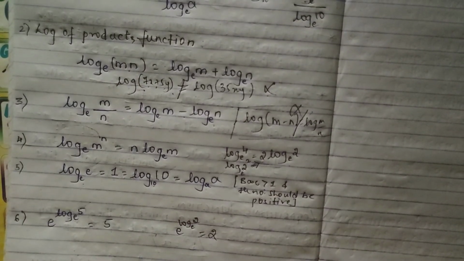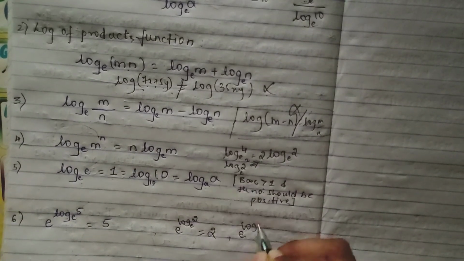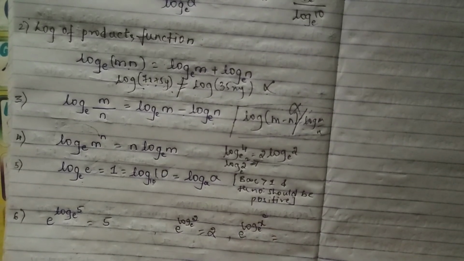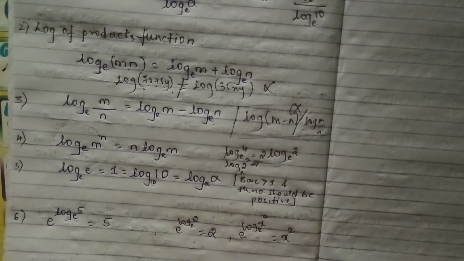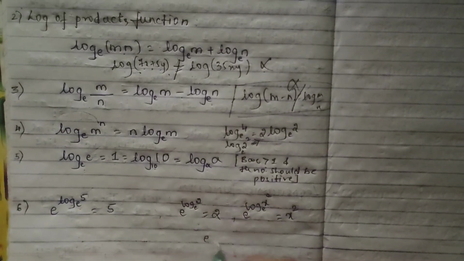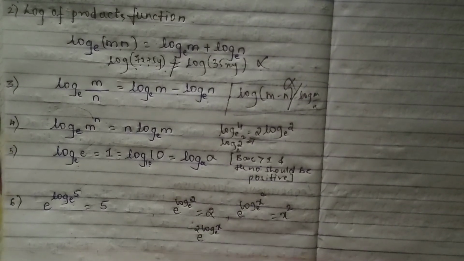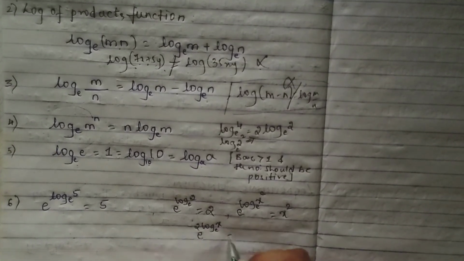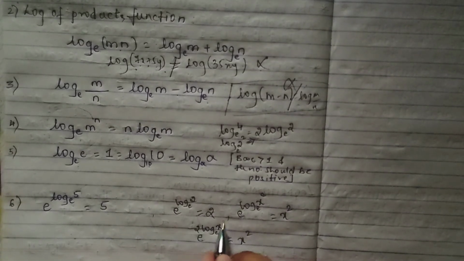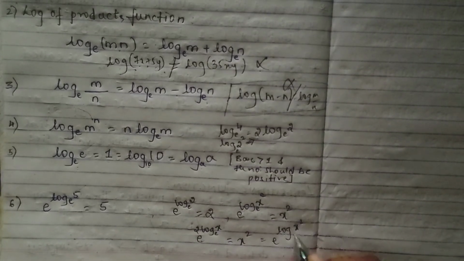One more I will take. If I take e raised to log x square to the base e, the answer will be x square. Suppose you have e raised to 2 log x to the base e, the answer will be x square only, yes, because your 2 goes here. This property changes to e raised to log x square to the base e only.